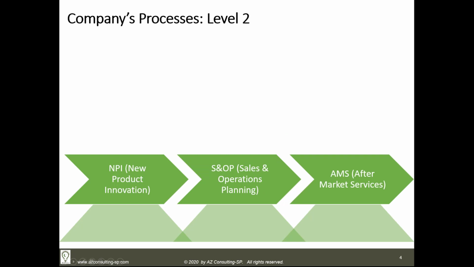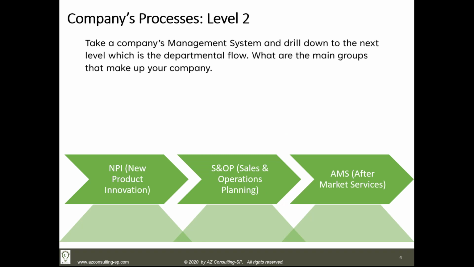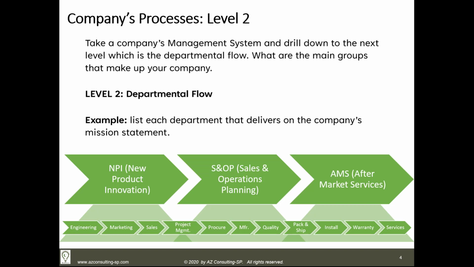Here's level 2. You drill down to the next level where each department is set up within the management system to deliver on the company's mission statement. It's called the departmental flow. We will be using the same example for all the levels, to make it easier for you to follow. With the NPI group, there's engineering, marketing, and sales. Project management falls between both the NPI and the S&OP, where execution happens.